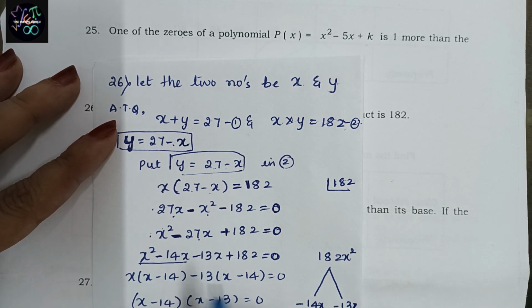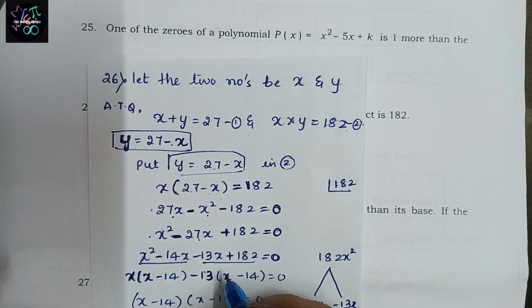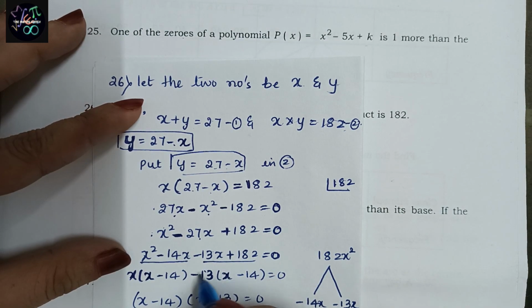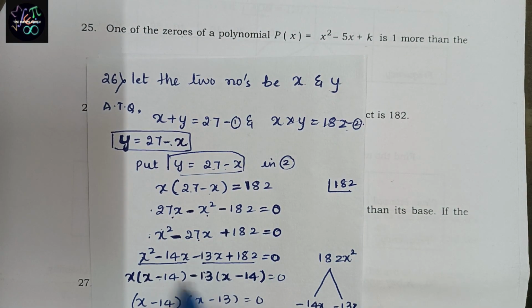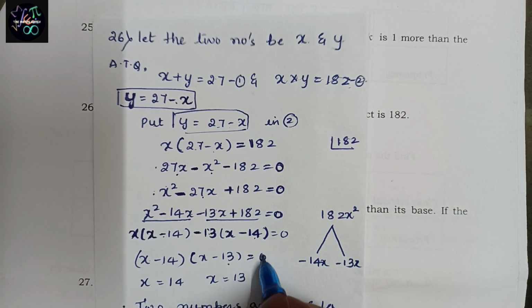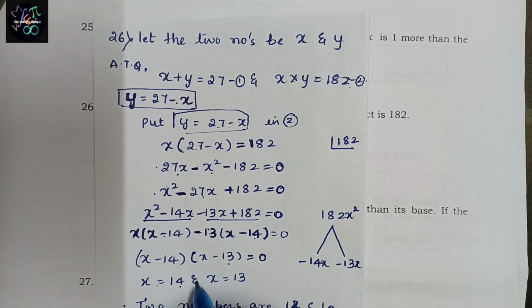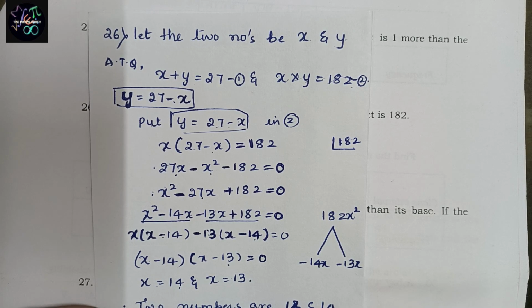Here first two terms, common x, what remains, 1x remains, minus 14x, I have already taken common, 14 remains. In between these two terms again what we have to take, minus 13 I have taken common, so what remains, only x. This I have taken minus common, so this plus has become minus. 13 14s are 182, so x minus 14. So common bracket I'll write x minus 14 remains what, x minus 13 is equals to 0. So x is equals to 14 and x is equals to 13. Therefore the two numbers are 13 and 14.